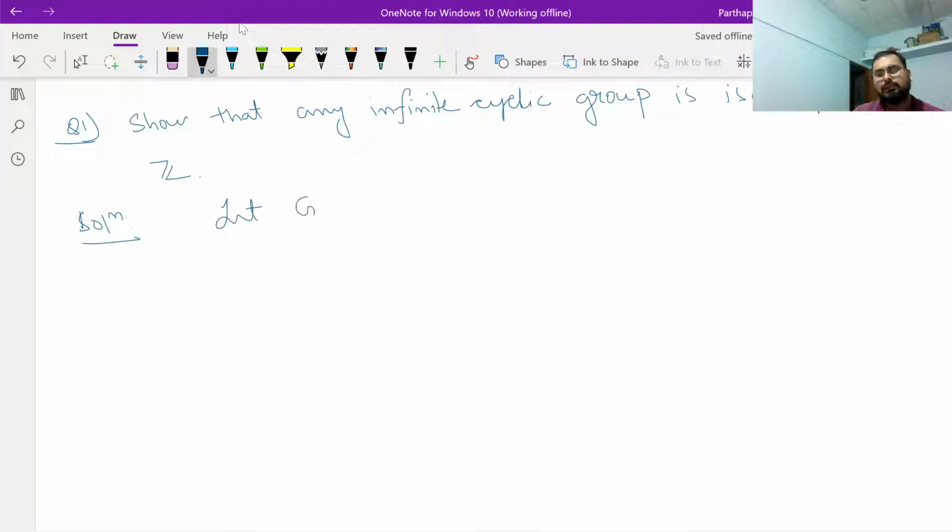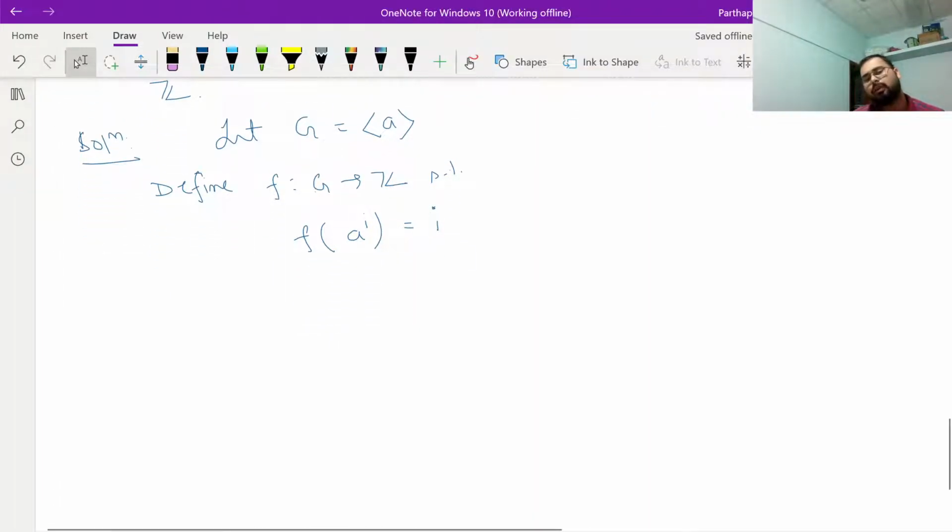So let G be a cyclic group generated by a, and define a mapping f from G to Z such that f of g... Now the elements of G are integral powers of a. So I have considered the elements of G as a to the power some integer i. So we have defined the function as f of a to the power i is equal to i. Then we have to first show that the function defined in such a way is well defined.